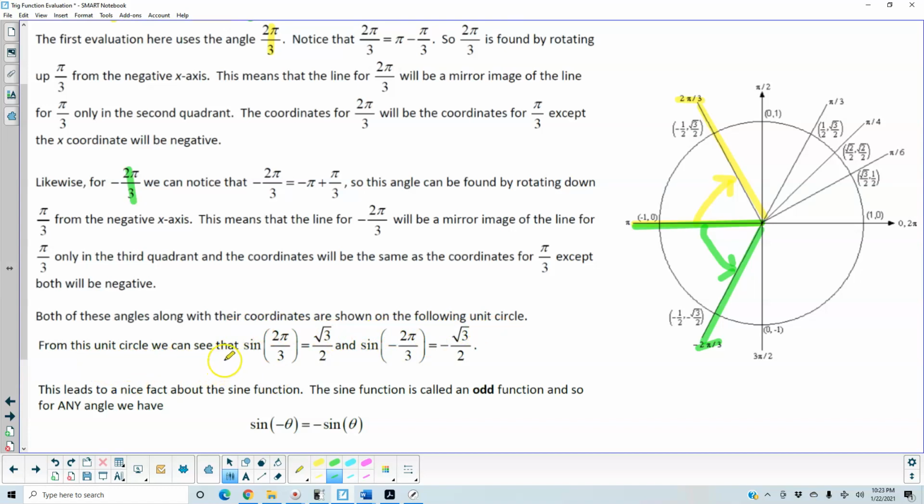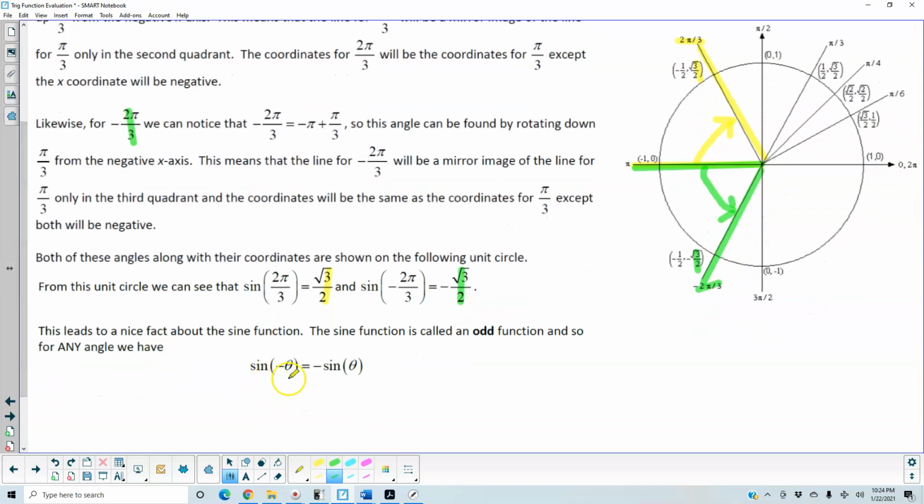So from this unit circle, we can see that the sine of 2 pi over 3 is the y value, which is square root of 3 over 2. And the sine of negative 2 pi over 3 is the y value, and that is negative square root of 3 over 2. This leads to a nice fact about the sine function. The sine function is called an odd function, and so for any angle, we have the sine of negative theta is equal to the negative sine theta.